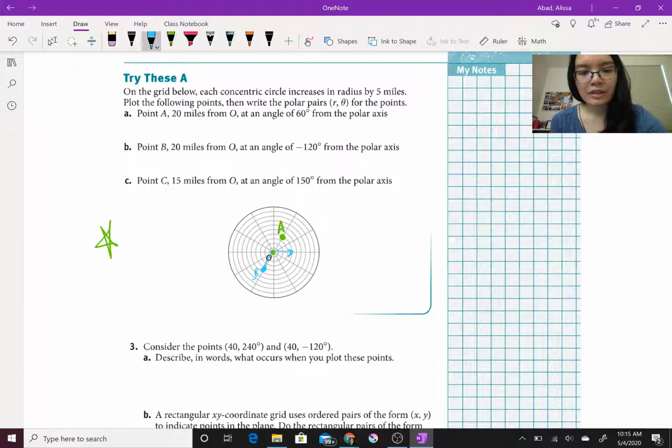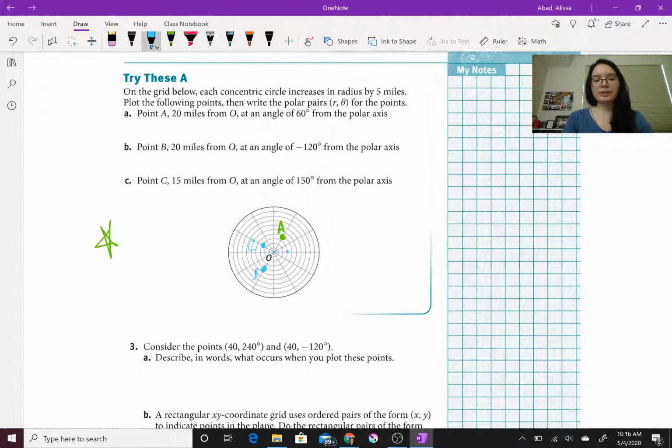Okay. And then C, it's saying it's 15 miles from O at an angle of 150 degrees. So I'm going to, again, mark 15 miles now. So that's 3 circles away. And then I'm going 150 degrees. So I'm going out past 90 degrees, past 120. 150 degrees would be located here. And let me make sure I'm putting it in the right place here. So that's for C.